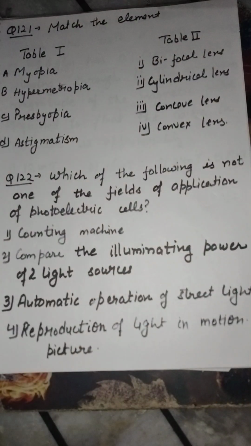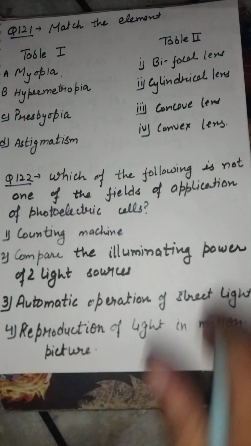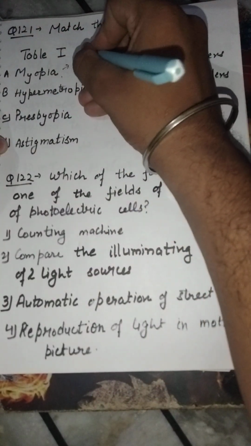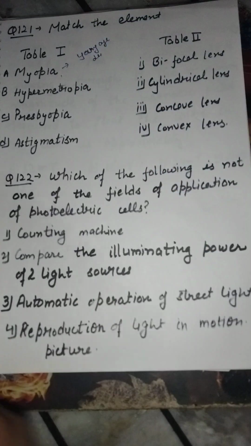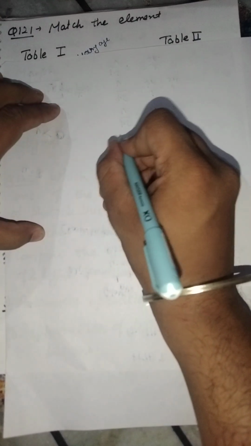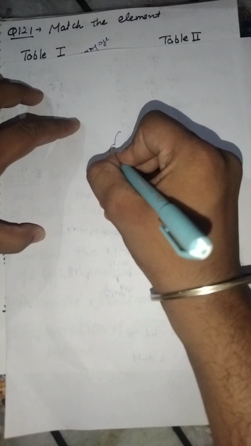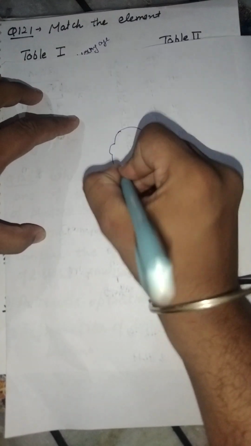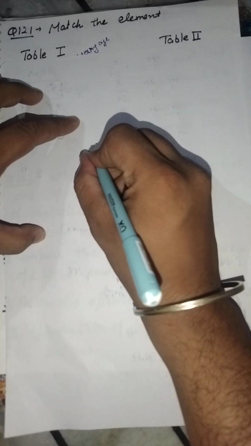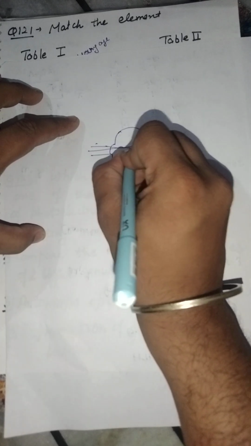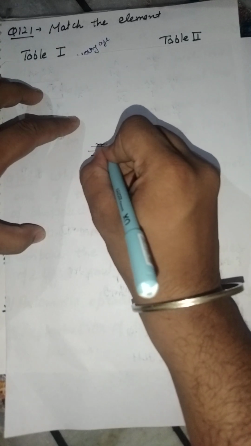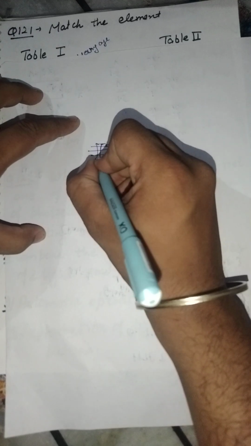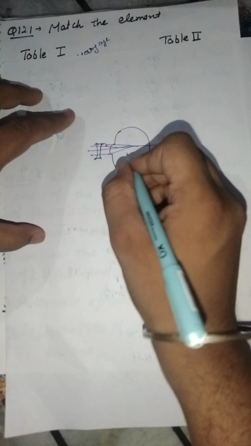Next, our question number 121 is on myopia. Myopia is a defect found at a young age. In a myopic person, the image of the object is not formed on the retina. The image is formed beyond the retina. This defect is corrected by placing a concave lens in front of the eye.